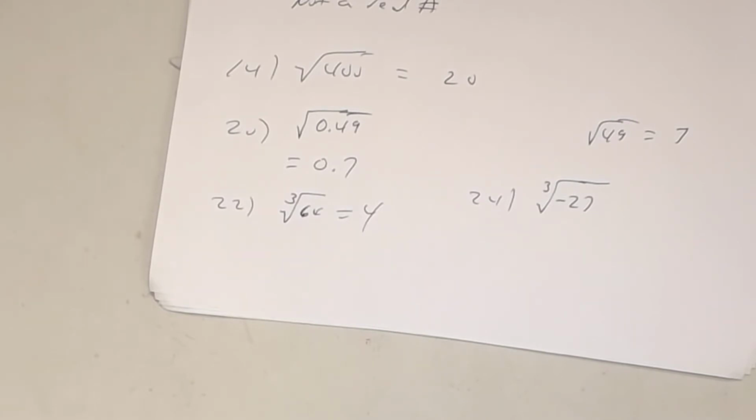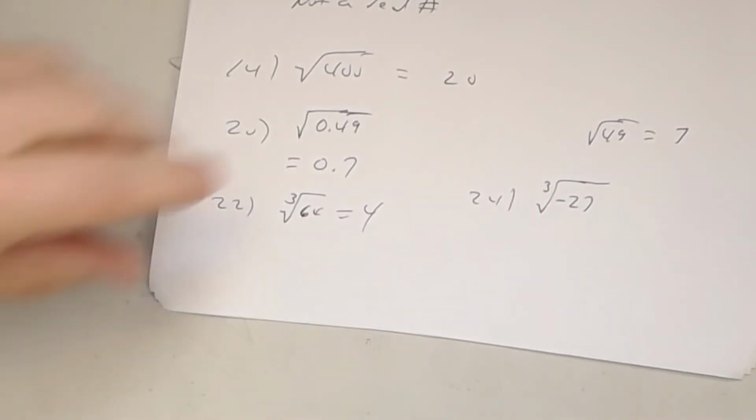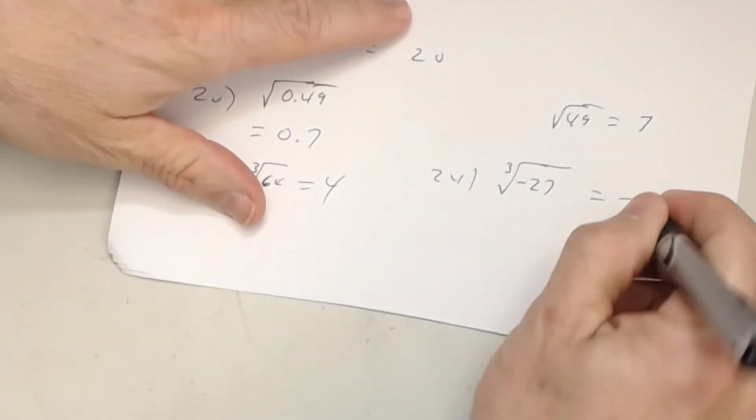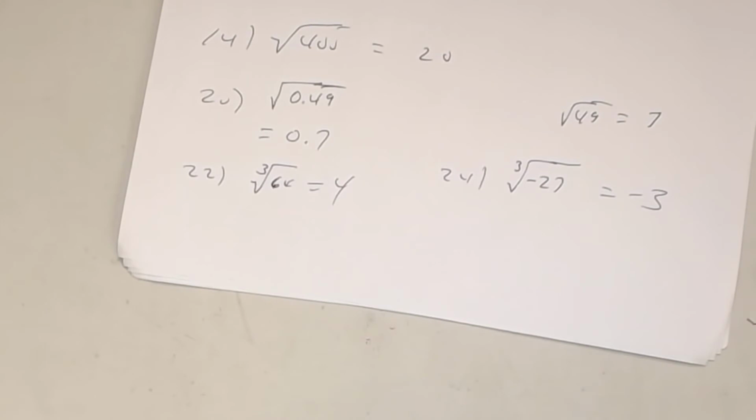Because a negative times a negative is a what? Positive. And a positive times a negative is a negative. So the answer is -3. That's right. Because a -3 times a -3 is a positive 9. And a positive 9 times a -3 is a negative 27.